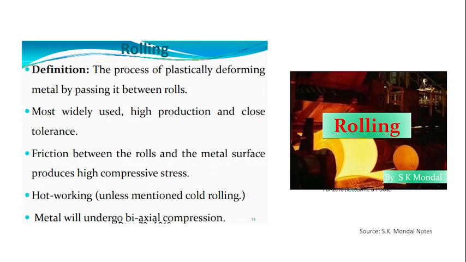Rolling is a simple process of plastic deforming in between rolls. This is the most common forming process. There will be friction between the rolls, and due to that high compressive stress will be there. It is hot working. If the question has not mentioned cold rolling, you have to take it as hot working, and your metal will go under biaxial compression.